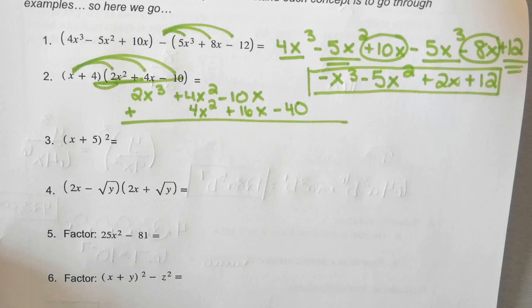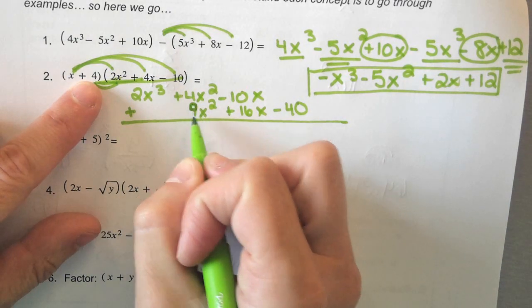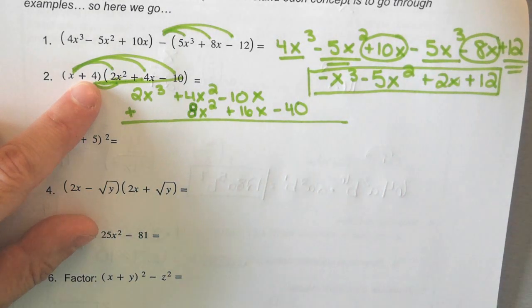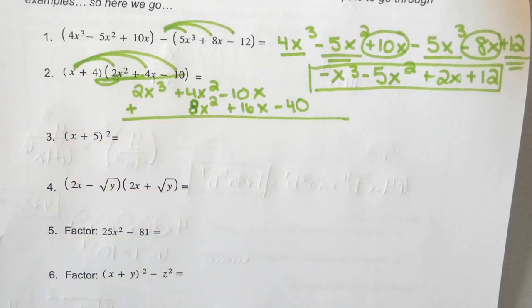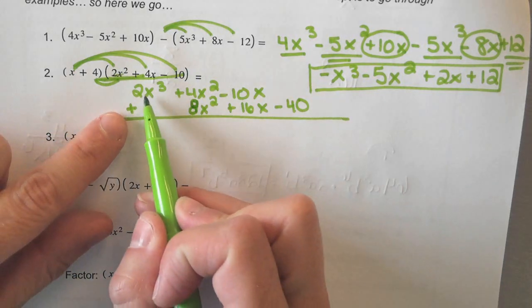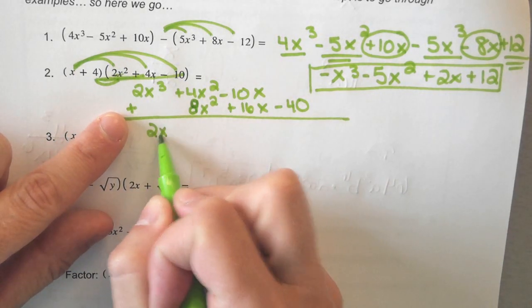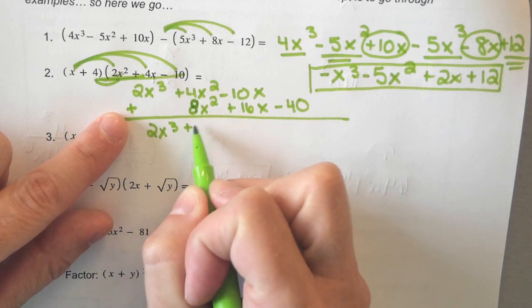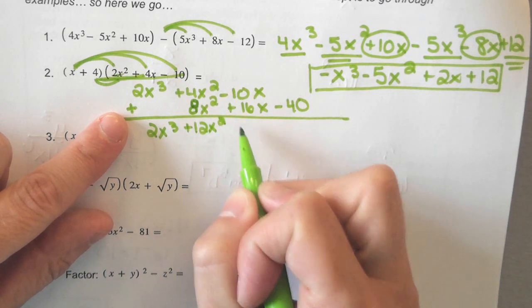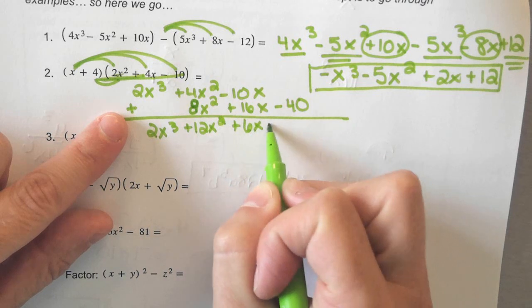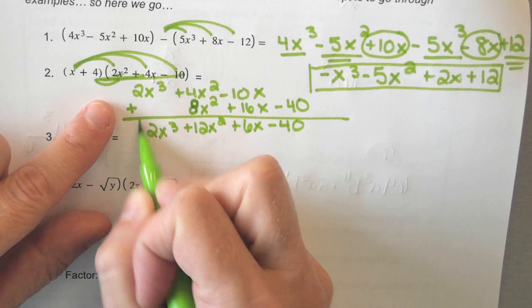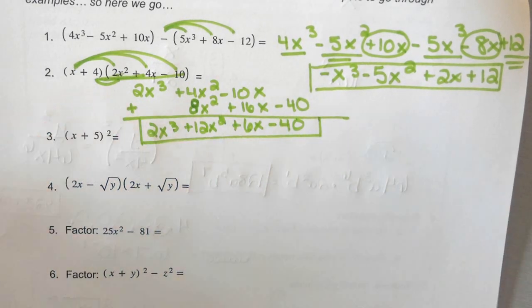What did I do? Oh, 8x squared? Oh yeah, it sure is. I multiplied but did not actually multiply. So 4 times 2 should be 8x squared. Thank you. Transition that over. Here we go. 2x cubed plus nothing, 2x cubed. Here's a 12x squared, a 6x, and a minus 40. So this would be my final answer.